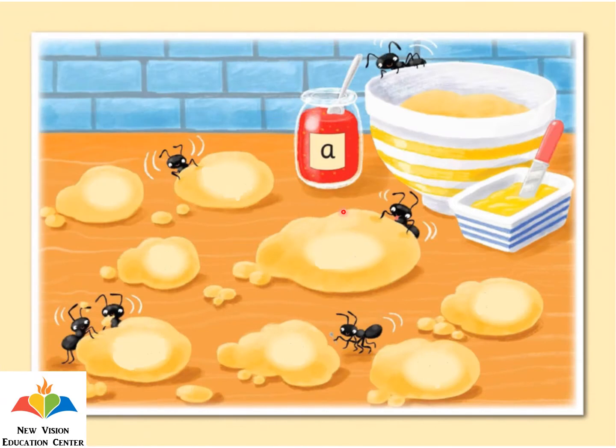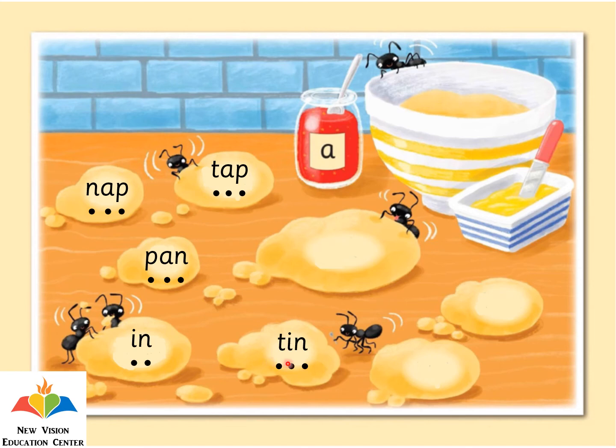First, we have the letter A. A, A. Now, T. A, P, T, A, P. Tap. Nap. Nap. Pen. Pen. It. In. In. T, it. In, tin.